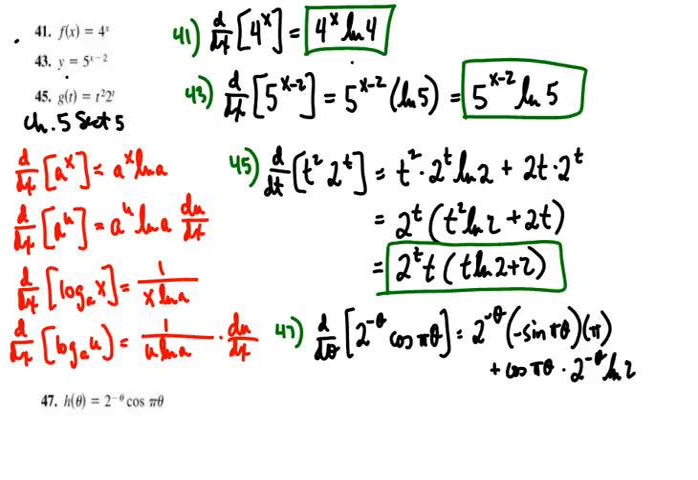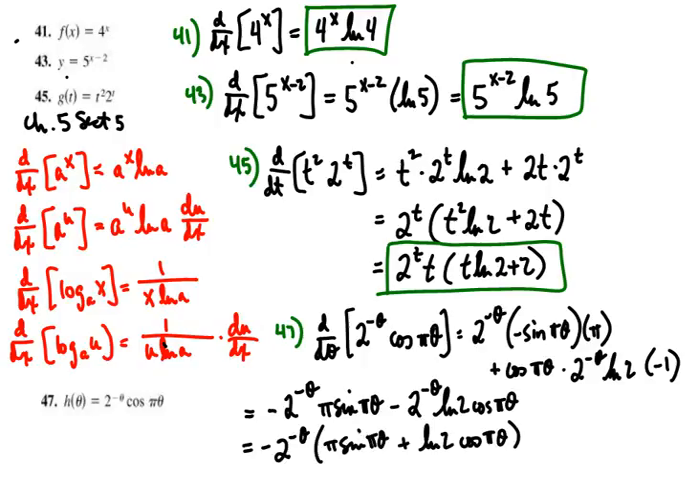And I believe when we simplify that out, we get negative 2 to the negative theta times pi sine pi theta minus 2 to the negative theta natural log of 2 cosine pi theta. We should factor out a negative 2 to the negative theta. And we end up with negative 2 to the negative theta times the quantity pi sine pi theta plus natural log of 2 cosine pi theta. And that should be it for that. Alright, so that brings us through number 47, and we'll pick up in the next video.